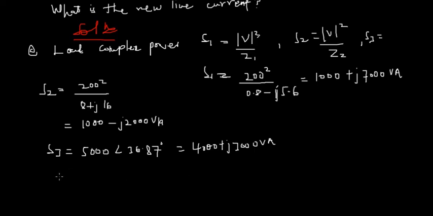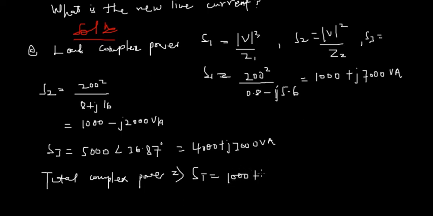So we can now calculate the total complex power. That's where you sum everything up, and that's S total. When you sum the whole of it, let's start from here.